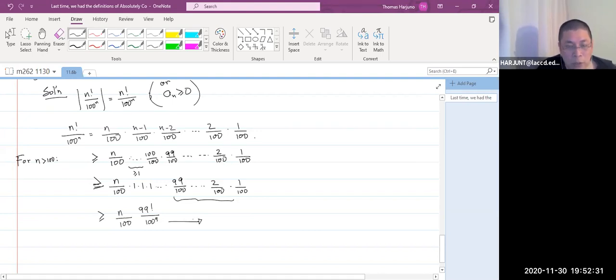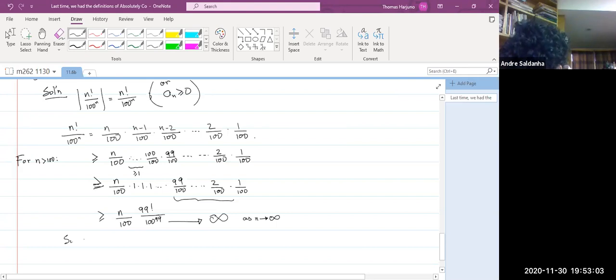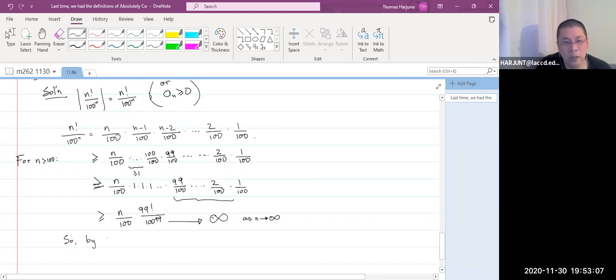What will this converge to as n goes to infinity? As n goes to infinity, this will be infinity. Is the exponent for the 100 supposed to be 99? Yes, 99, thank you. So by comparison test, the sequence converges to infinity. Basically it's not zero. Agree? It won't be zero.